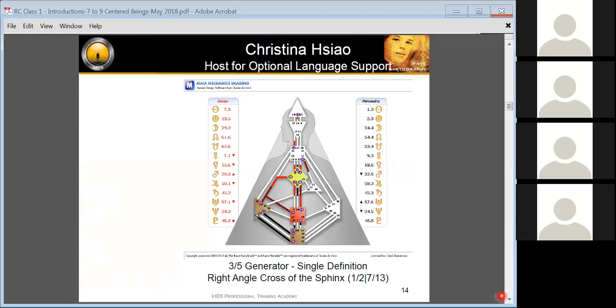Hi, good morning, everyone. I'm Christina. I'm from Taiwan, and I studied human design for over 5 years. I've run through all the foundation classes with Carol, and also finished the PTL training, but I still am working on my homework. I'm here to support people from Taiwan with their language issues.